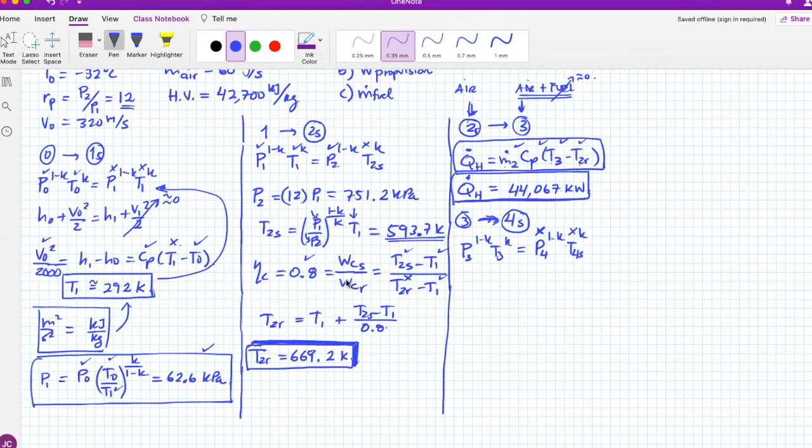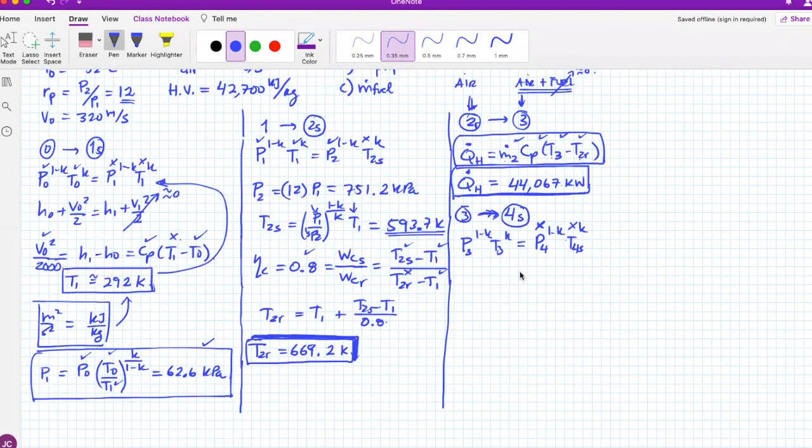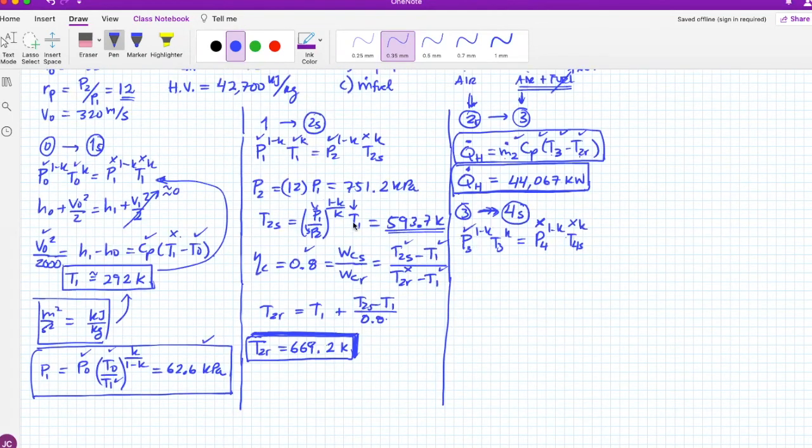P3, let me see if you have P3. Yes, you have P3 because you have P2. And if you remember, your heat exchangers tend to be isobaric. They don't say they are not, so I'm going to take it as they are isobaric. This combustion chamber is isobaric. So yes, you have P3 because you have pressure 2 here.